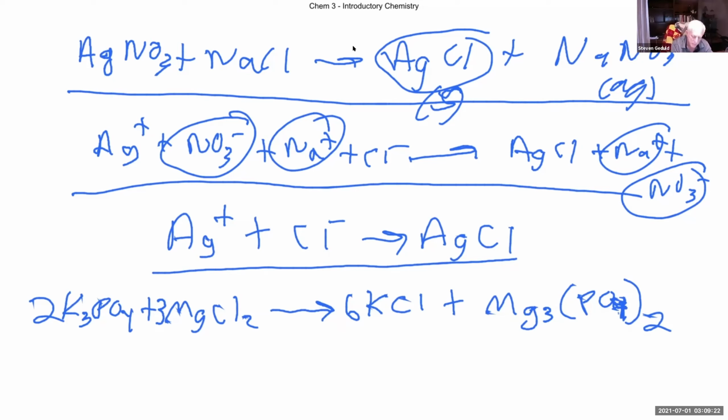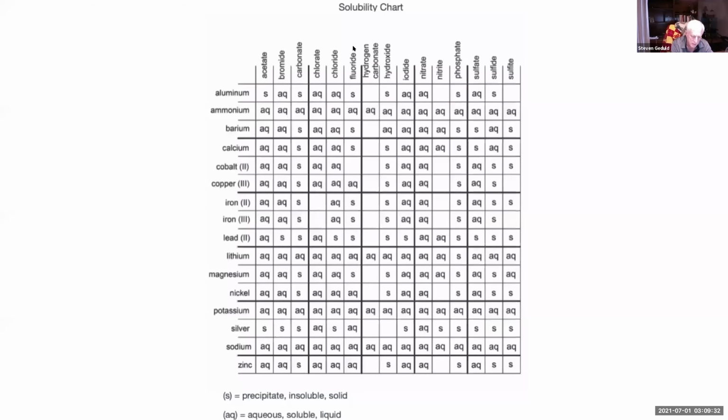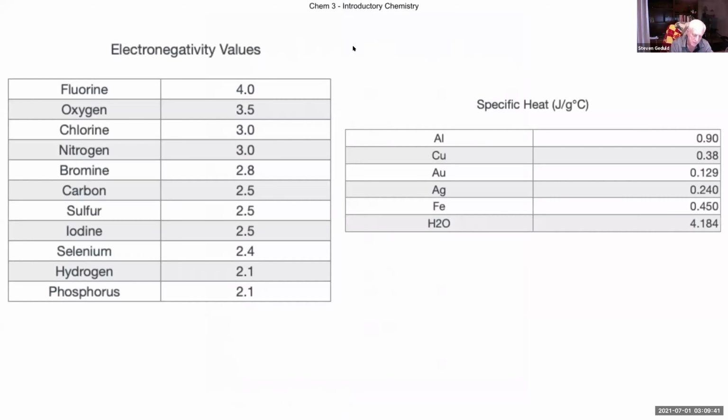KCl, that's aqueous. And magnesium phosphate, I don't know. Let's look at magnesium and let's look at phosphate. Magnesium phosphate is a solid. So that's your precipitate for that reaction.